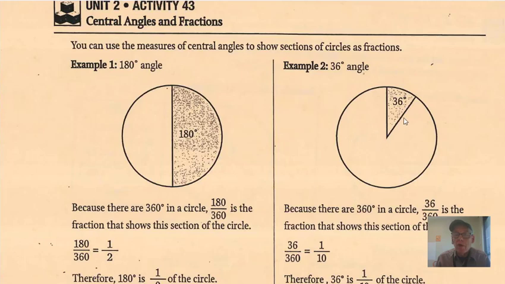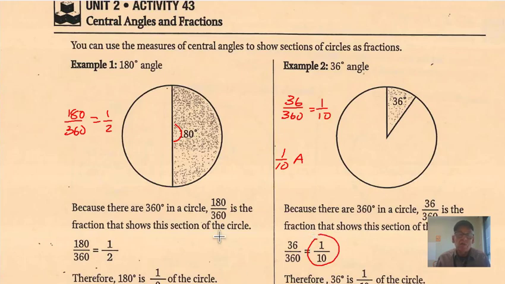For a 36 degree angle, we're going to have 36 out of 360. This first one was 180 out of 360, with this being the central angle, which gives us half the area. A 36 degree angle works the same way. We're going to have 36 over 360, which is 1/10 when we simplify it. So 1/10 of the area of the circle is going to be the area of that sector, which is that pie-shaped piece.